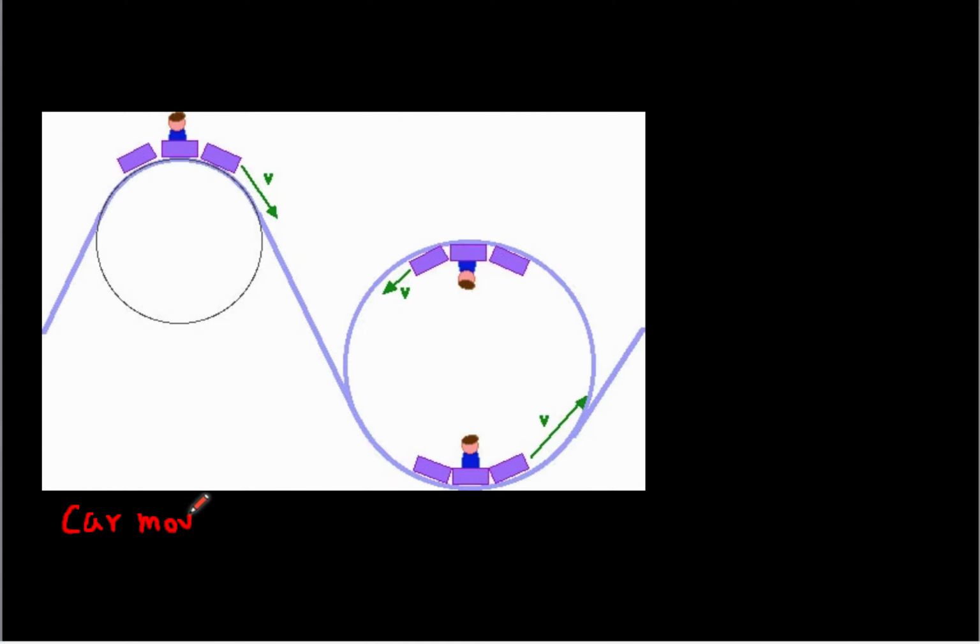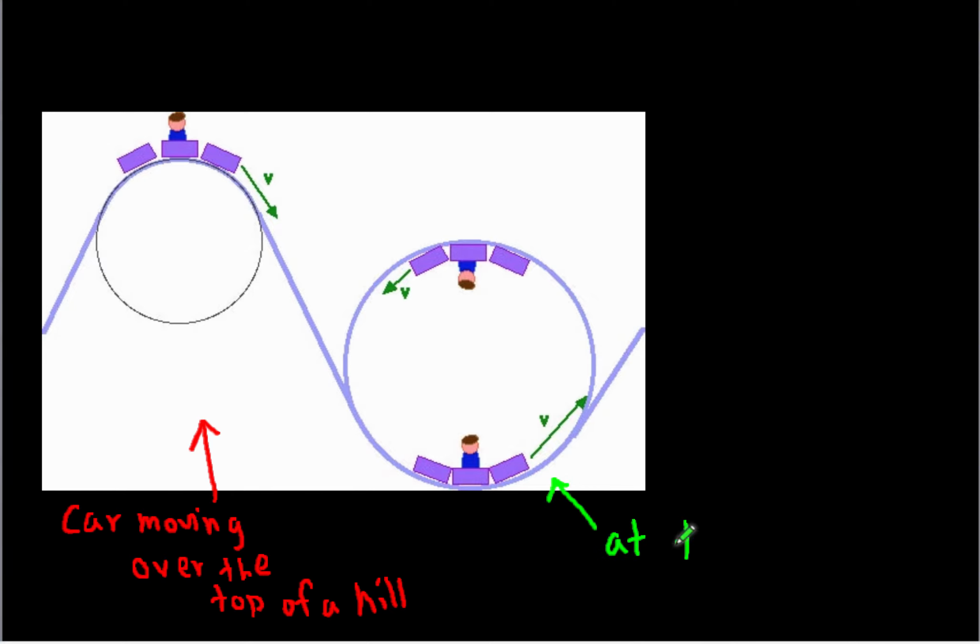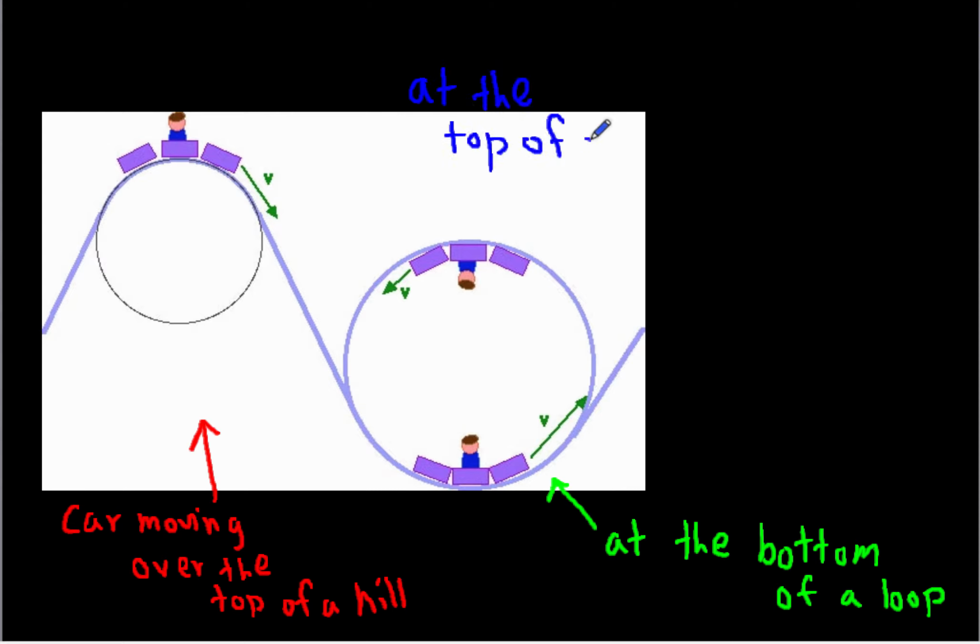We're going to look at three different situations for vertical circular motion. The first is a car moving over the top of a hill. The second situation is a car moving over the bottom of a hill or through the bottom of a roller coaster loop. And the third situation we'll look at is a roller coaster car moving over the top of a vertical roller coaster loop.